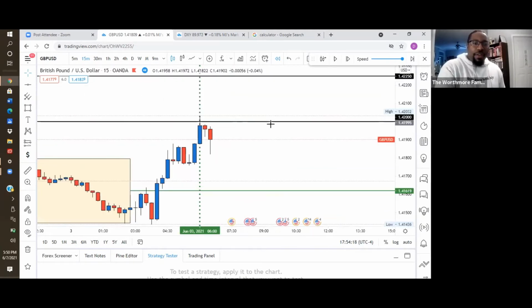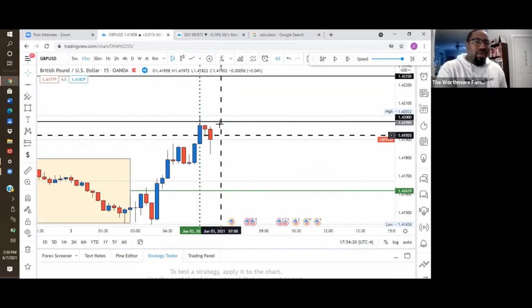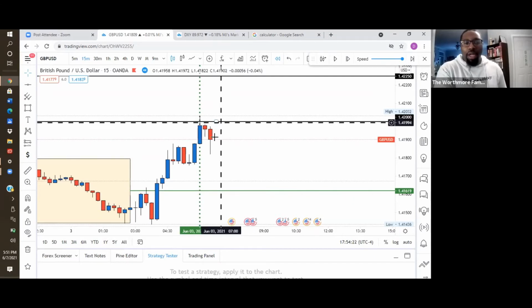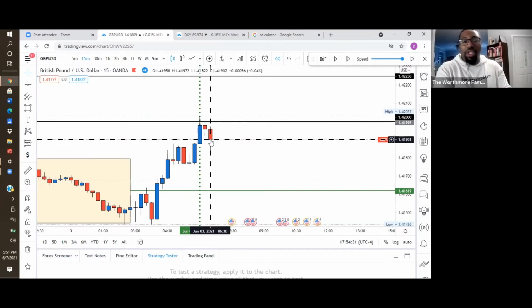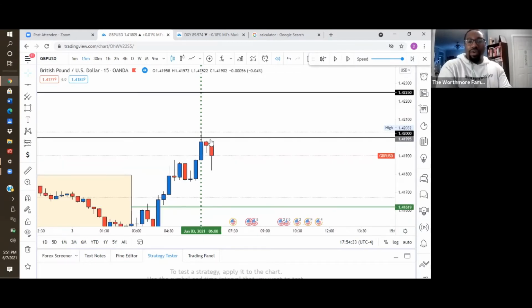So if I wanted to be careful, I could say, I see price rejecting off of 1.42. I am looking for a sell, but I did not see a 3rd push. So I would have to be very, very careful with this trade. And if I did, this is where I would take a trade with a very small lot size, give myself a very generous stop loss, just in case it does push up, okay?